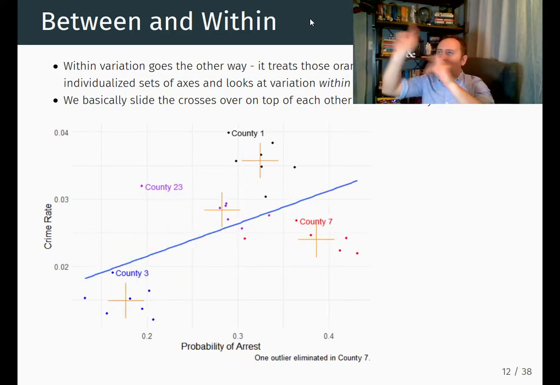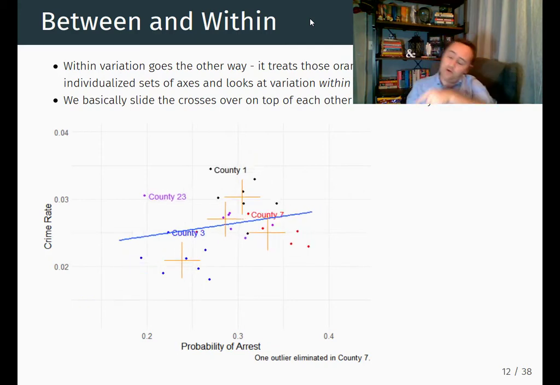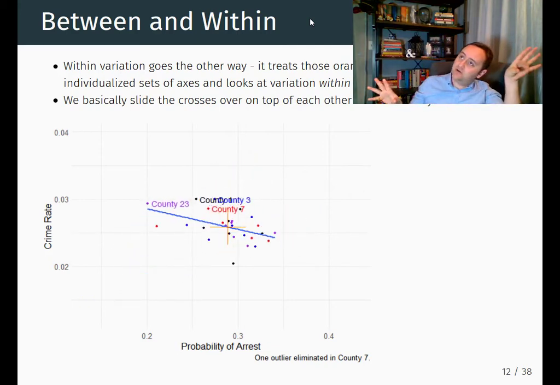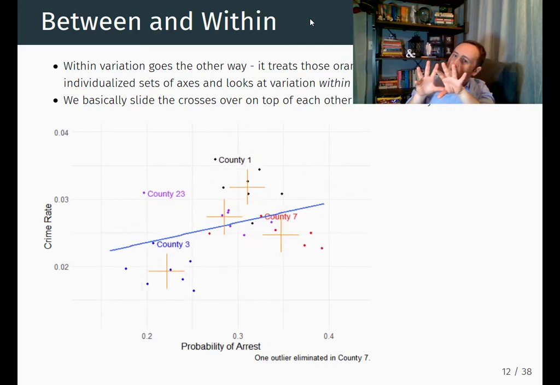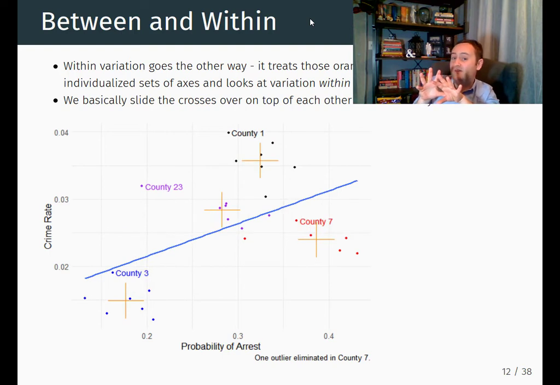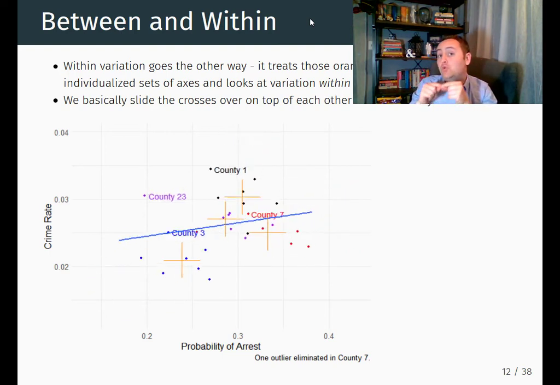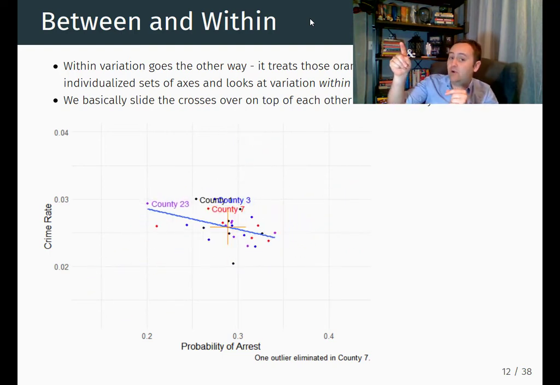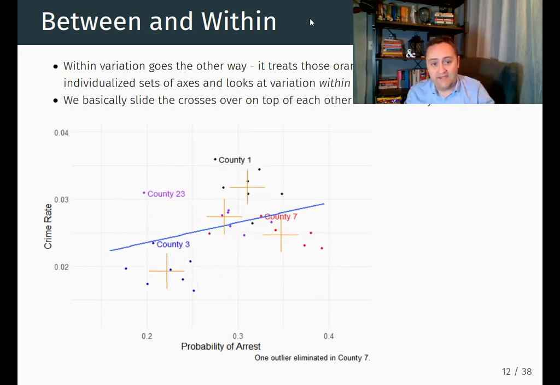We're saying, I know you have your own axis. But we're going to sort of move everybody together so that we can look at everybody from the same perspective. So relative to everybody's own means, is this particular point high or low on different axes?